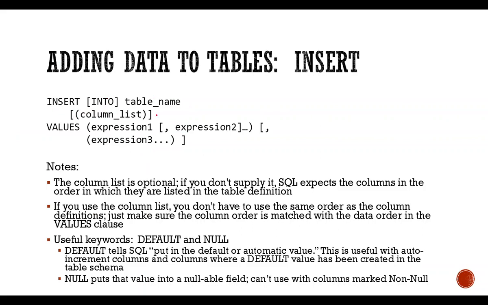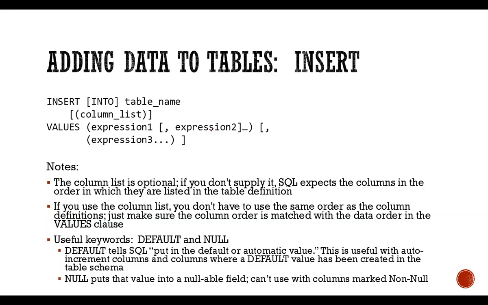Optionally, you can give it a column list, and we're going to practice with and without the column list. And then, here's the important part, you have to say values, and then in required parentheses, you give the data that's going to go in each of those spots, right? So for each column, what data do you want?